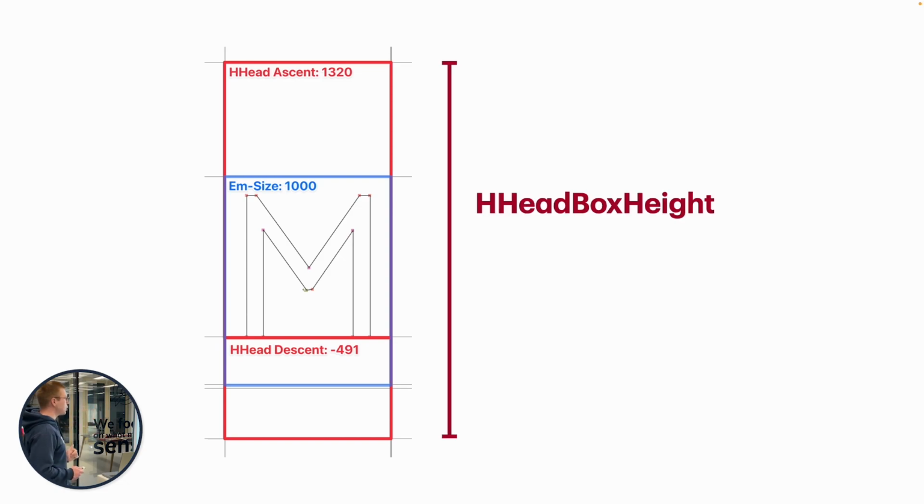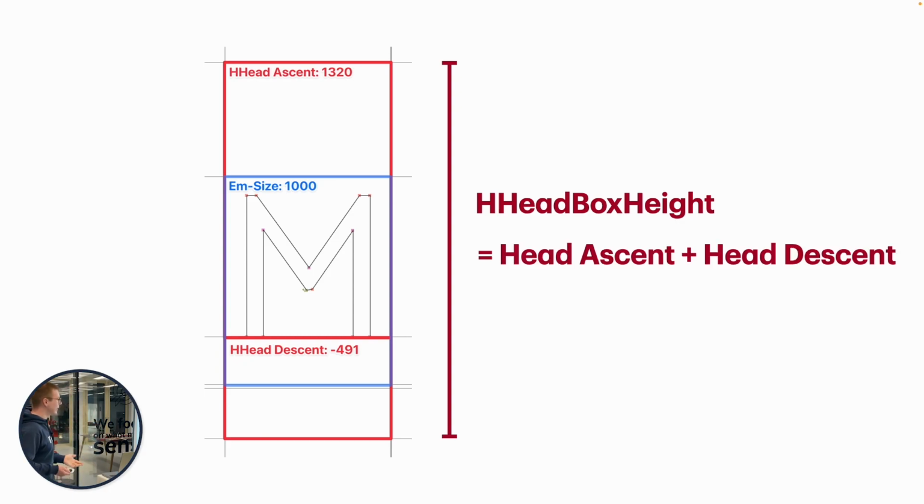I just called it the HHead box height. That's not actually a term that people use, but I just made it up because it made sense. And we can calculate the height of this box pretty easily by summing up the ascent and the descent. And if we sum up those two numbers, again forgetting about the minus, then we arrive at 1,811. So if we just think in these typography metrics, this is the height of this box, so the height of the text.